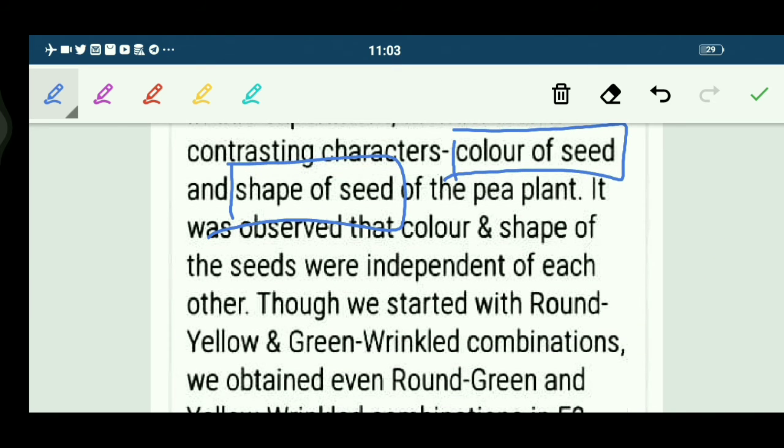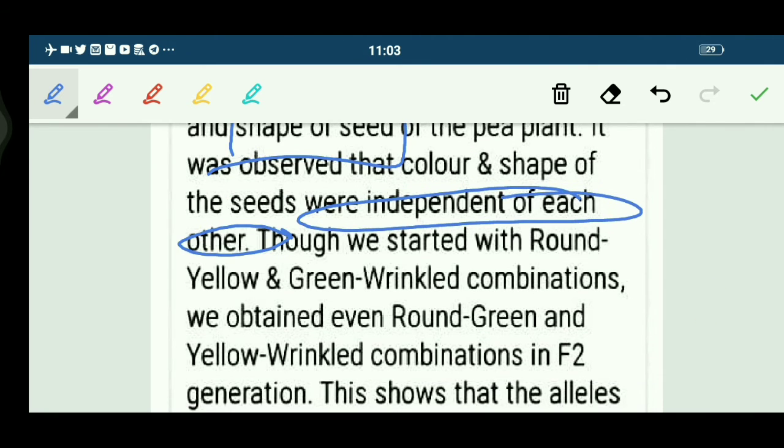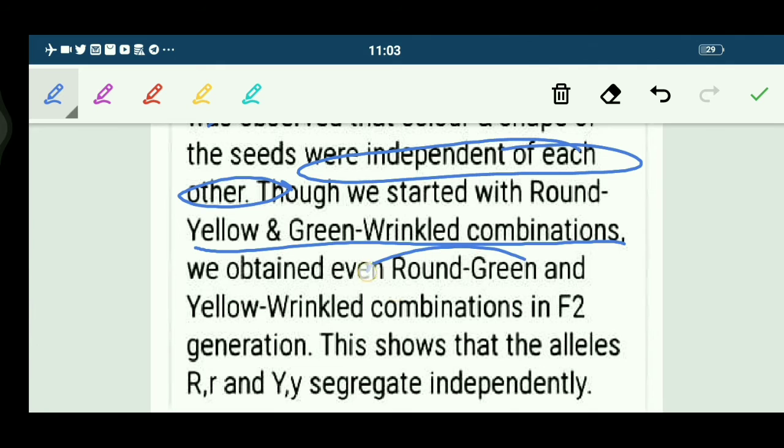So he has taken two contrasting traits. It was observed that the color and shape of the seeds were independent of each other. This is what the law of independent assortment is. Though we started with round yellow and green wrinkled combinations, Mendel took only two contrasting traits: one was round green, one was wrinkled yellow. But still, when the fusion was done, we obtained round green and yellow wrinkled combinations in the F2 generation. This we'll be discussing now.